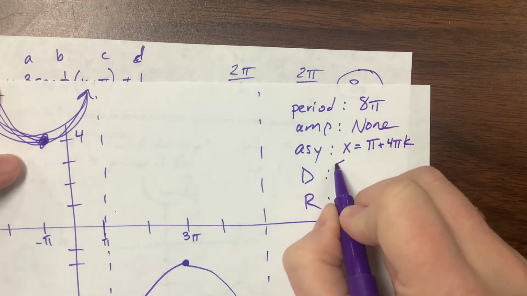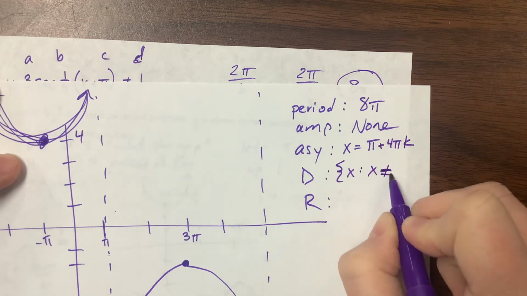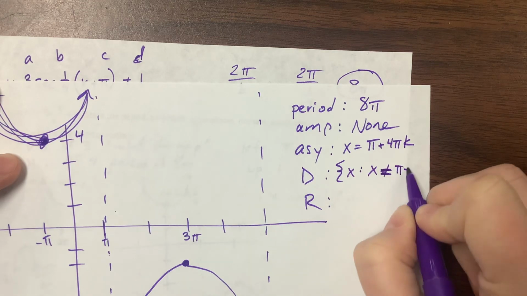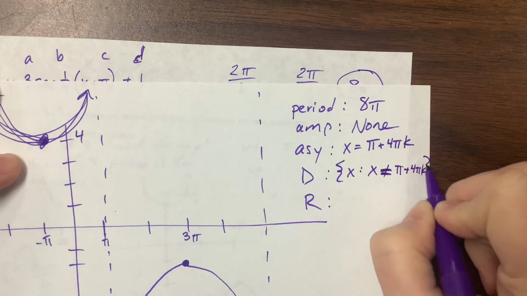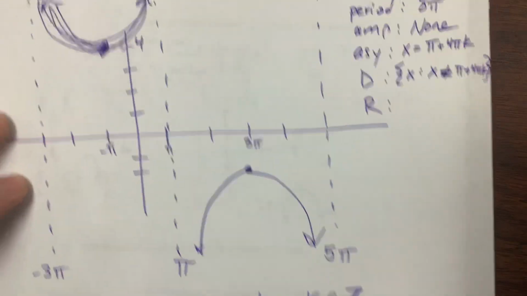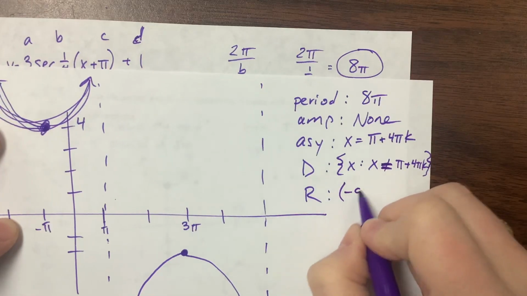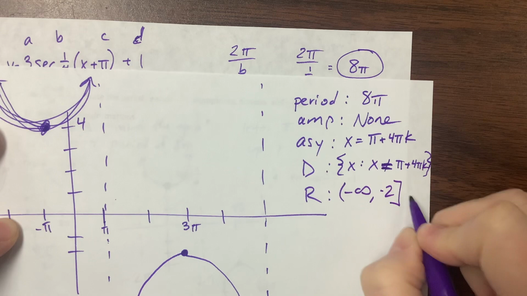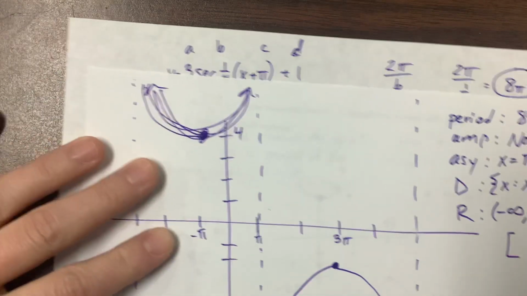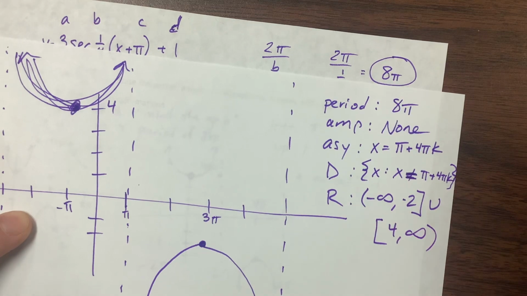So my domain, once again, is everything except the asymptotes. So x is not equal to pi plus 4 pi k. Pretend I wrote k's somewhere over there. And the range, okay, so what did I do? I went from negative infinity to negative 2. Pick it up again. I ran out of space. I pick it up again at 4, and I go to infinity.